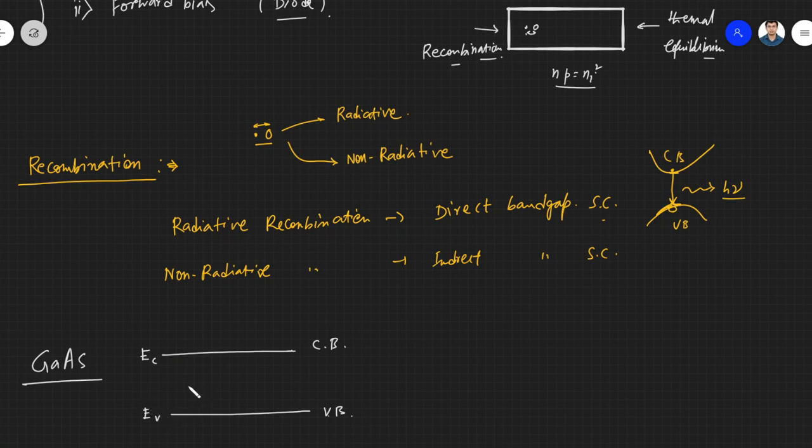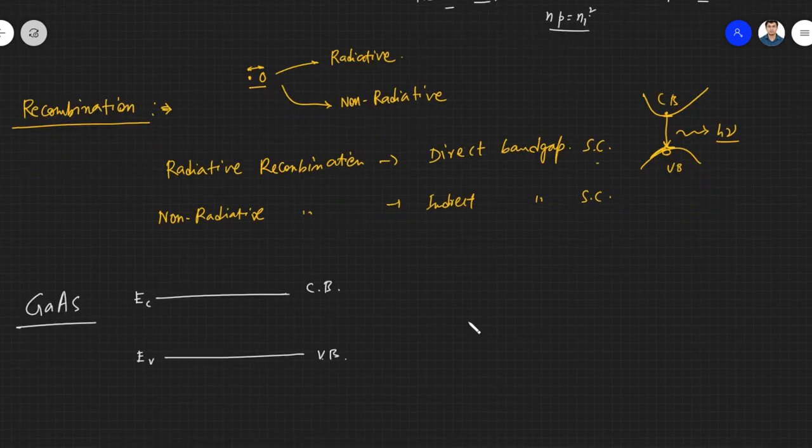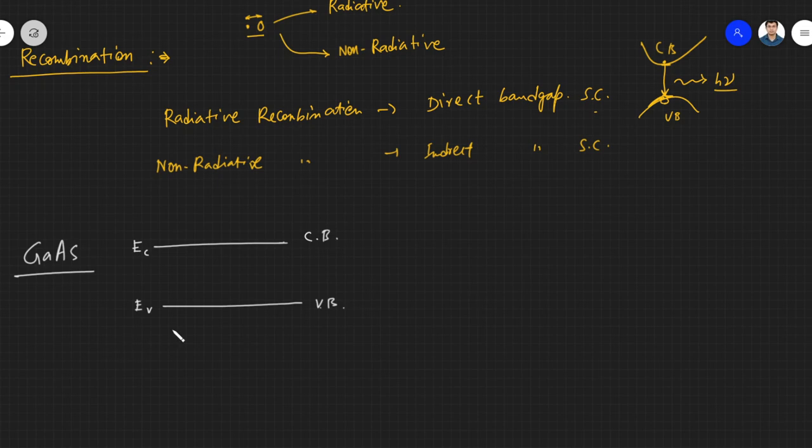And now at thermal equilibrium, also this generation and recombination takes place, right? So there will be some electrons which, due to thermal energy even at room temperature, break the covalent bond and become free, or reach the conduction band, and it will create a hole in the valence band, right? This process is called basically generation, carrier generation.